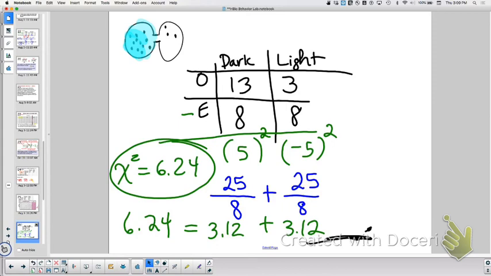So you're going to say I was off. It was statistically significant how much I was off. So that does not support my null hypothesis that it had no impact. It supports my research hypothesis, which would be that it did have an impact.